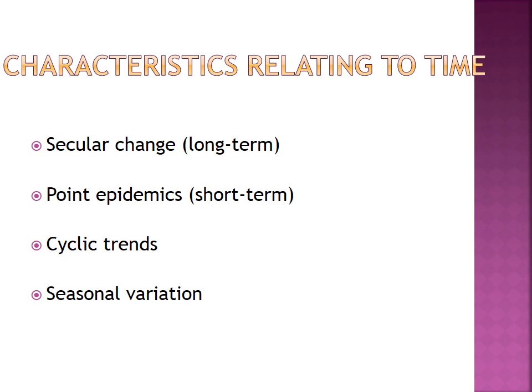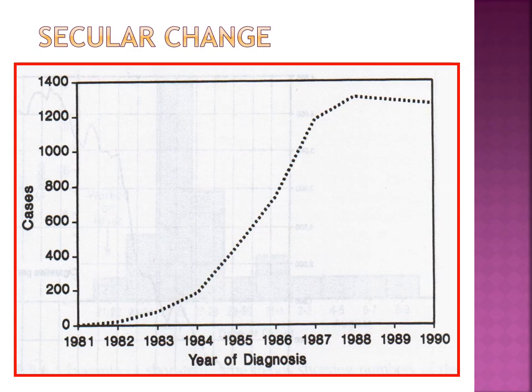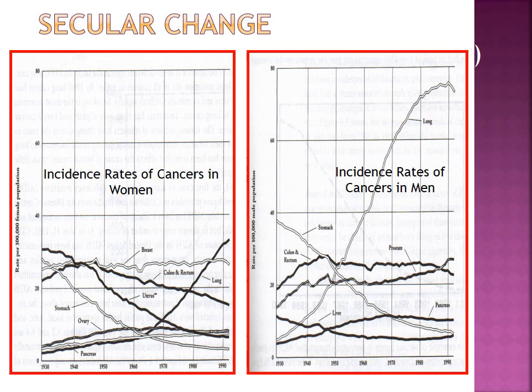It might be a secular change, which is long term. It might be a point epidemic, a short-term change. Cyclical, it comes in different cycles, and seasonal variation: every year, in a particular season, the disease outbreak comes. This is a secular change of disease. It is a change of disease pattern over the years. It's long term. These are also different types of examples of secular change.